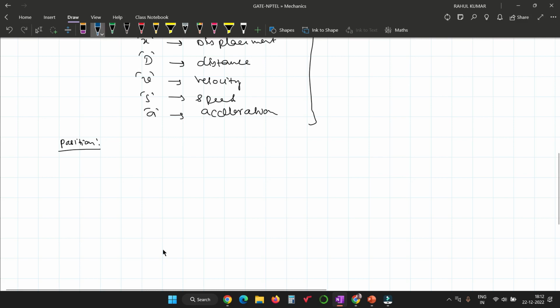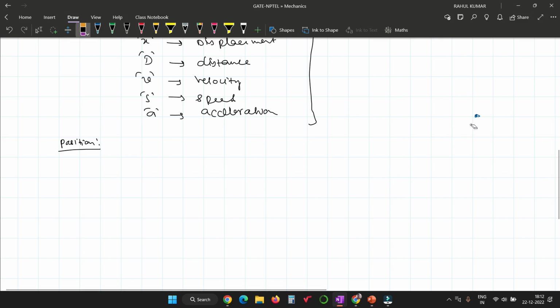Distance from the reference point. You're talking about distance. Yes, sir. Suppose this is the reference point, and there is an object traveling like this. This is point A. So this is called the position of this point A. Tell me.